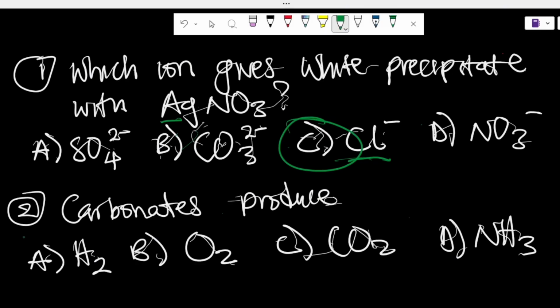Question 2. Carbonates produce, is it hydrogen, oxygen, carbon dioxide, or ammonia? Well, the name itself, carbonates, shows that it's probably going to produce carbon dioxide. And so that's our answer.